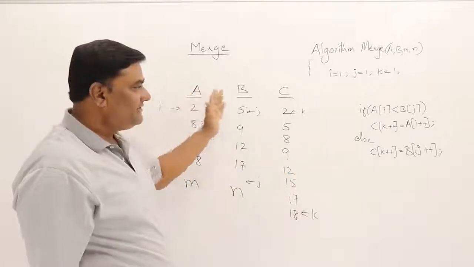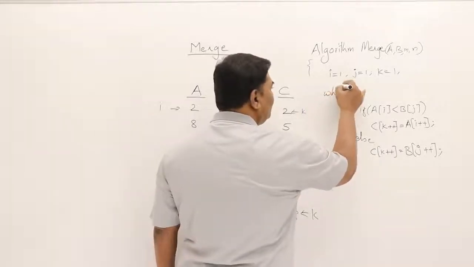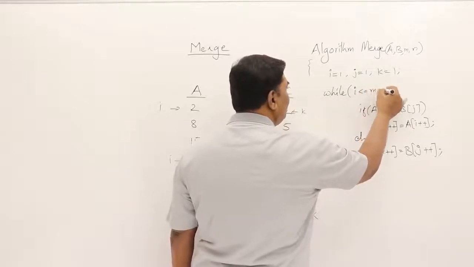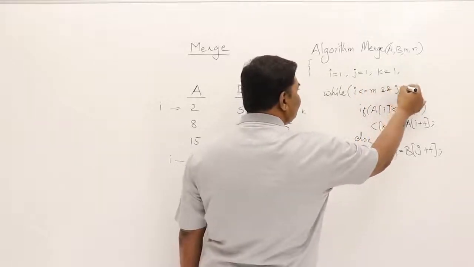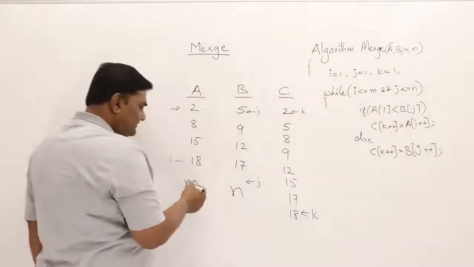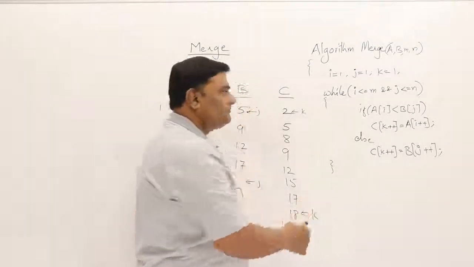Compare them and copy whichever is smaller. So this process will continue. How long? As long as I is less than or equal to M and J is less than or equal to N. The size of this list is M and the size of this list is N. This process will continue.